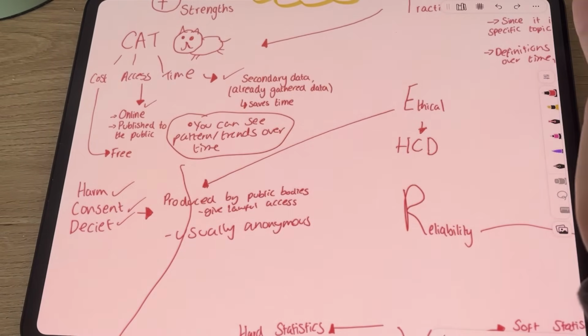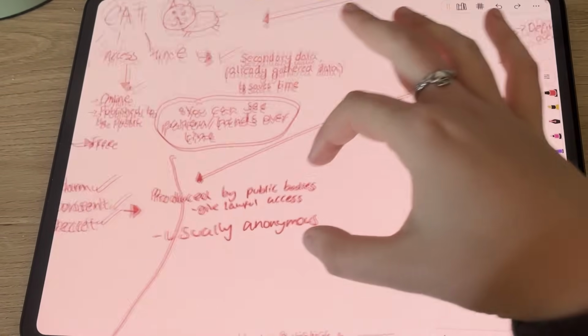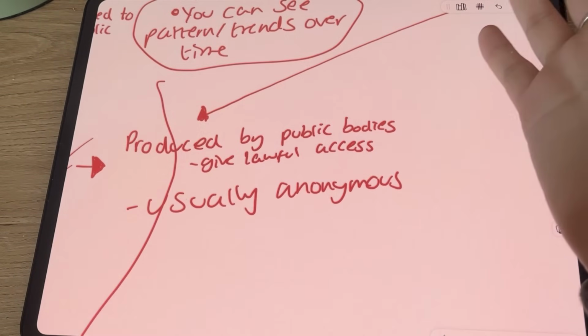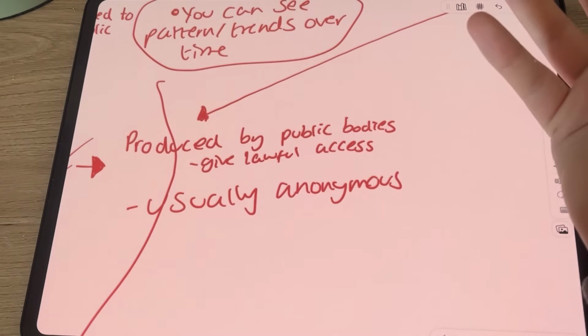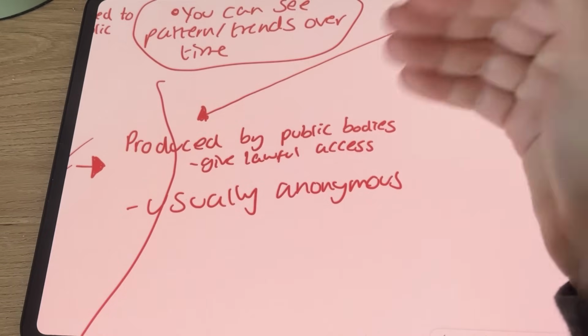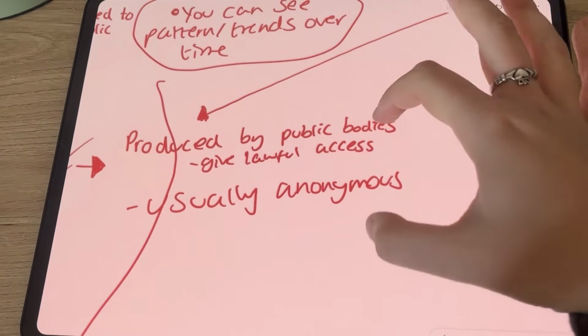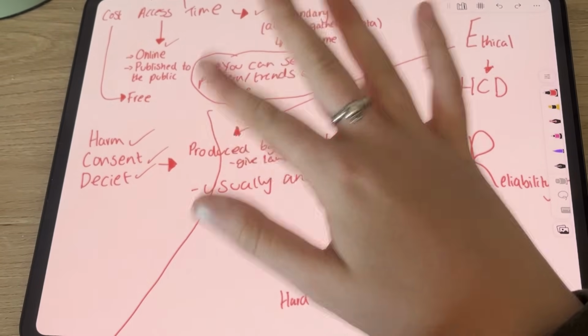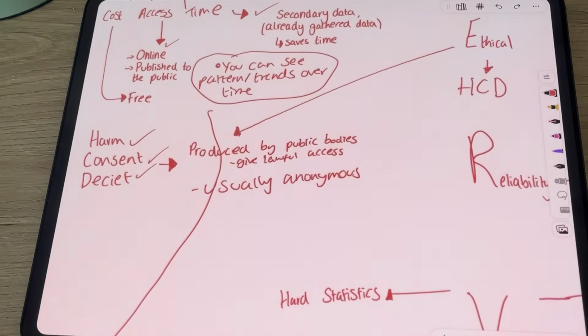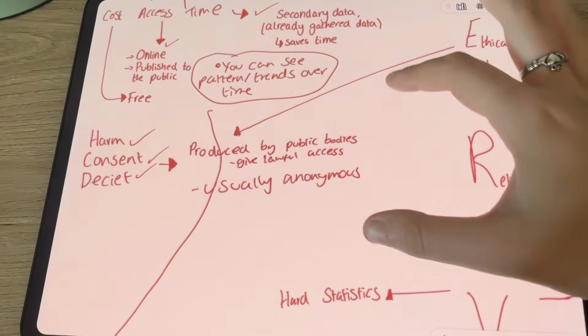Ethics: harm, consent, deceit are the main things to think about there. Official statistics tend to be ethical because they're produced by public bodies, such as the government and things like that. So they have access and they have the right to do this research. And also participants are usually anonymous, so it remains ethical. And there's no harm to the researcher necessarily because it's secondary data.